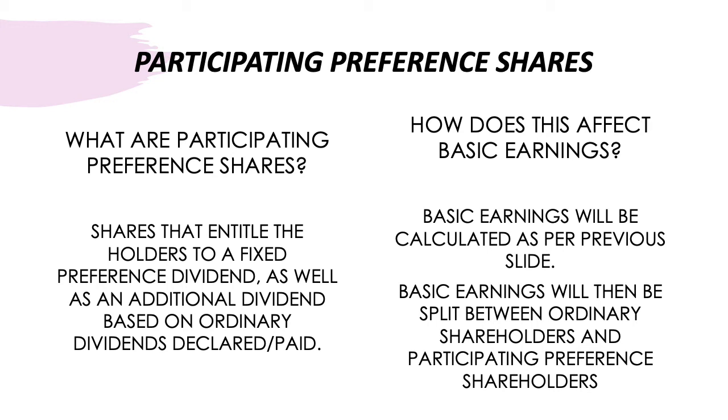Participating preference shares do have an impact on the calculation of basic earnings used to calculate earnings per share. Basic earnings will still be calculated as per the previous slide, so profit or loss for the year after tax, less non-cumulative preference dividends if they are declared, less cumulative preference dividends always. However, the basic earnings will then be split between the ordinary shareholders and the participating preference shareholders. Because remember, in order to calculate earnings per share, we need the earnings attributable to the ordinary equity holders. This concept of splitting the earnings between ordinary shareholders and participating preference shareholders is best demonstrated by way of an example.